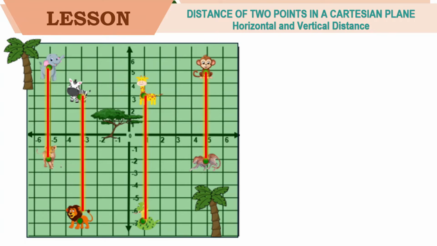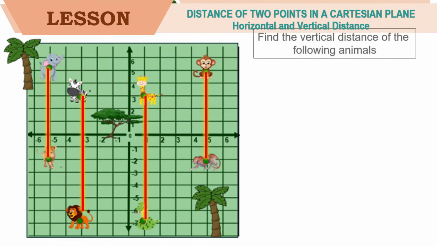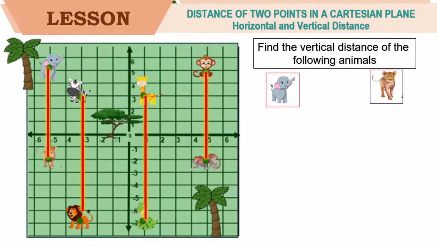Now, let's talk about vertical distance. We can connect the elephant to the female lion vertically. But how many units or steps should we make so the elephant can go to the location of the female lion? Let's count. 1, 2, 3, 4, 5, 6, 7. 7 units.